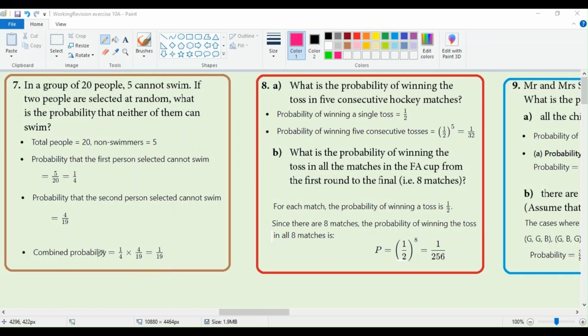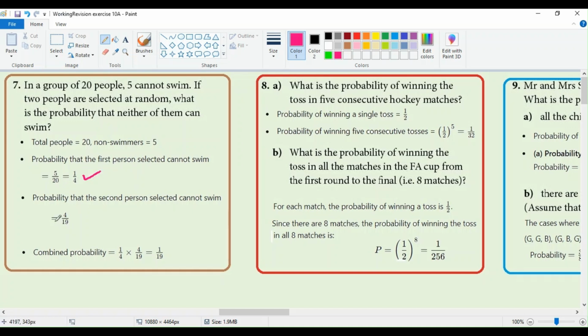It says in a group of 20 people, 5 cannot swim. If 2 people are selected at random, what is the probability that neither of them can swim? So total people are 20 and non-swimmers are 5. Now probability that the first person selected cannot swim. So 5 over 20, which equals 1 over 4. So this is going to be the answer for the first part.